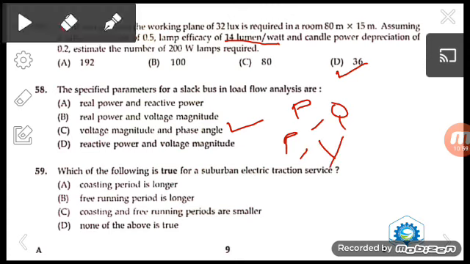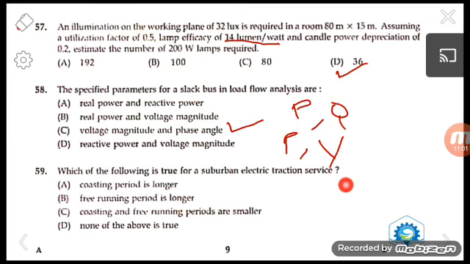And the next question is, which of the following is true for a suburban electric traction service? So the correct answer here is option A, coasting period is longer. Free running period will not be there in suburban service. The free running period will be there only in mainline service.